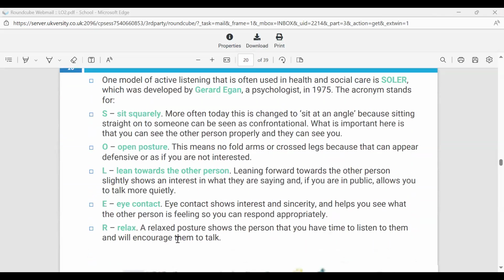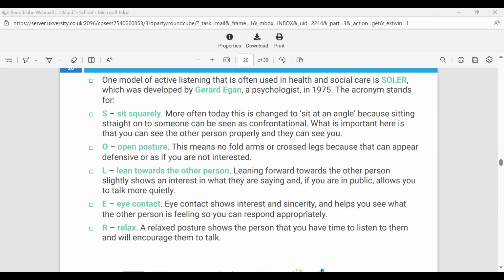The next one is active listening, and we're going to look at the SOLAR model, which was developed by Gerard Egan, a psychologist. Active listening, like we said, is where you're fully focused on that individual, understanding the complete message, including non-verbal and verbal cues, and planning your response.